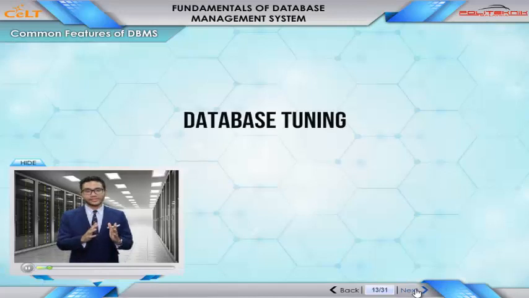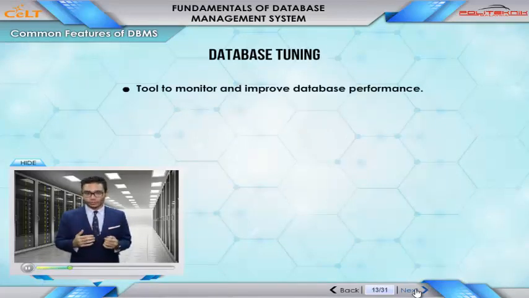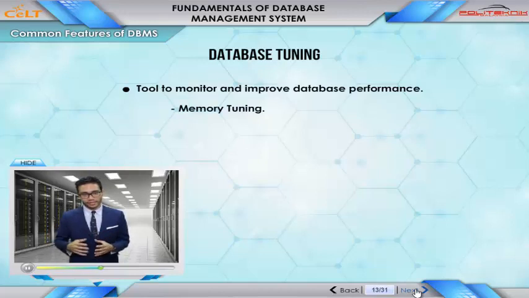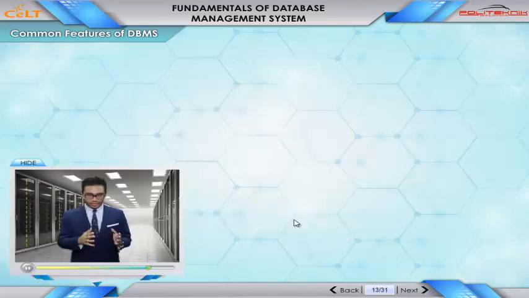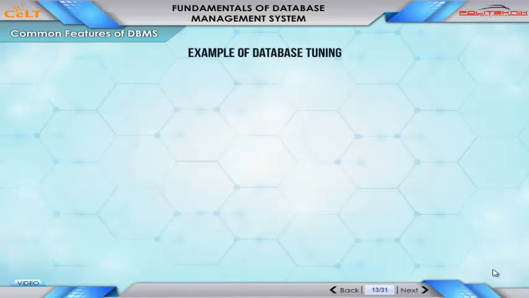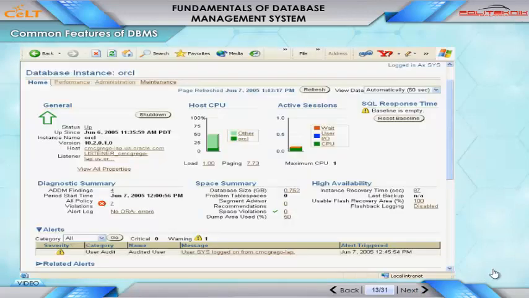Lastly is database tuning. Database tuning is a tool to monitor and improve database performance. Example, memory tuning, input-output tuning, application tuning. Click at the button to see the example of database tuning feature in DBMS. This is the example of database tuning feature in DBMS.